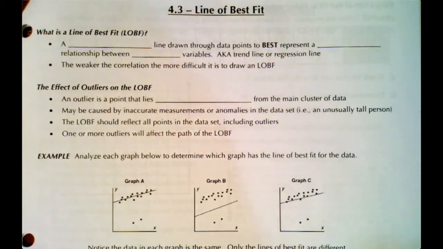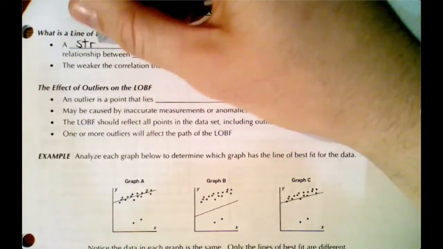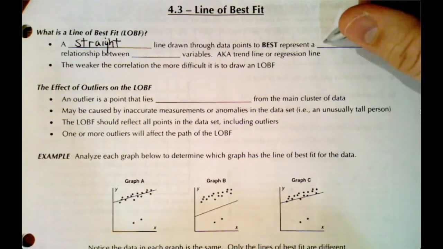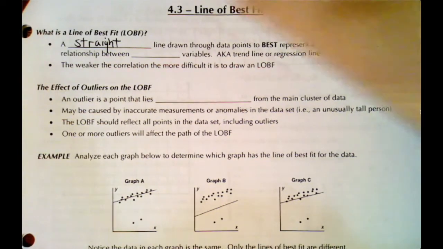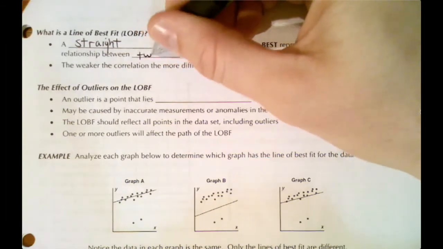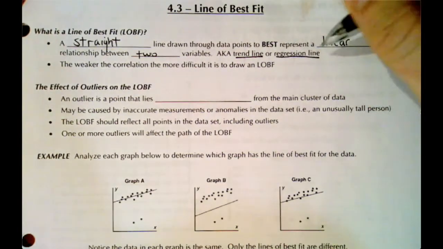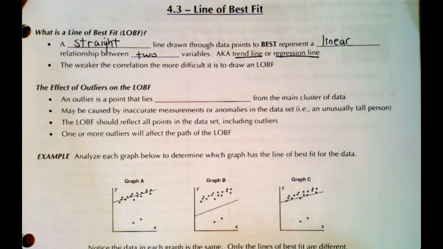Okay, this is lesson 4.3, line of best fit. So what is a line of best fit? Well, a line of best fit is a straight line drawn through data points to best represent a linear relationship between two variables. You can also see this called a trend line or a regression line. And you'll see that more often when you're using something like Google Sheets or Excel to do analysis on the computer. The weaker the correlation, the more difficult it is to draw a line of best fit.